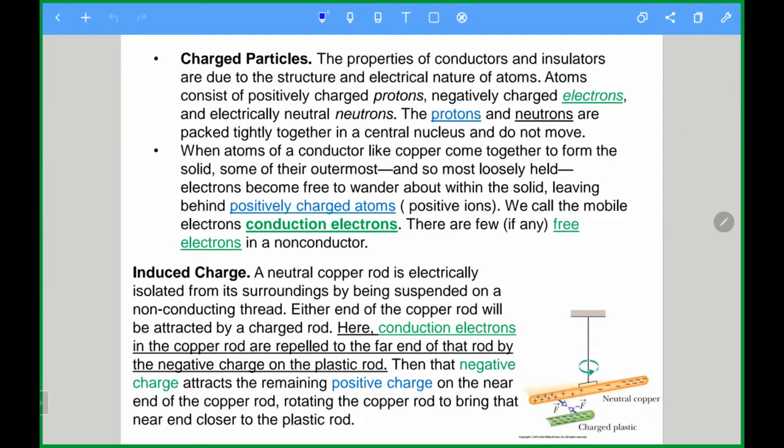Okay, so let me come back. Go back to the previous setup. Okay, so here we talk about what charged particles are. It says the properties of conductor and insulator are due to the structure and electrical nature of atoms.